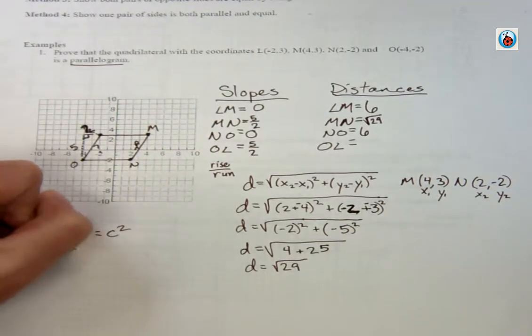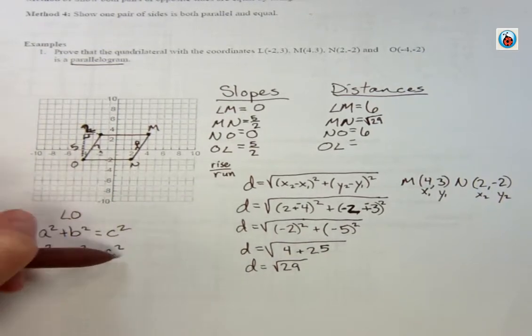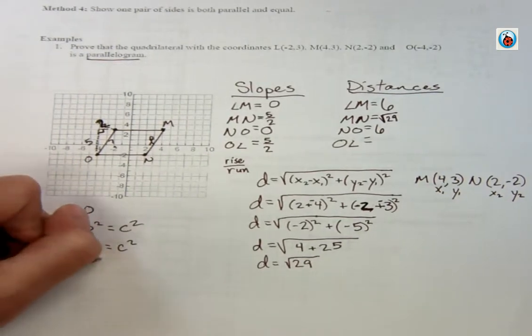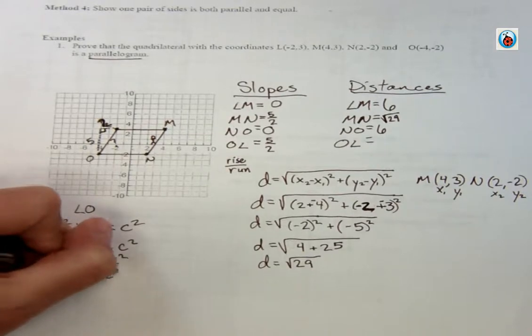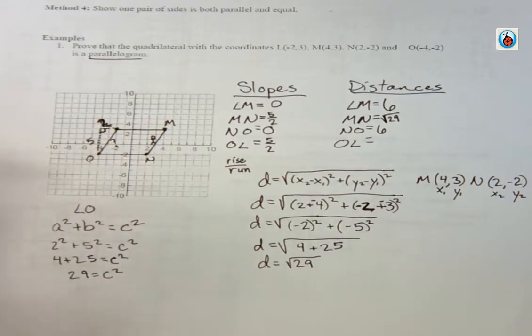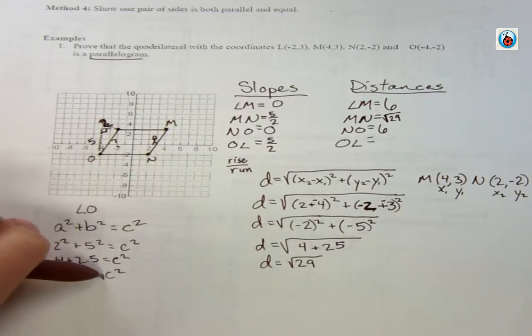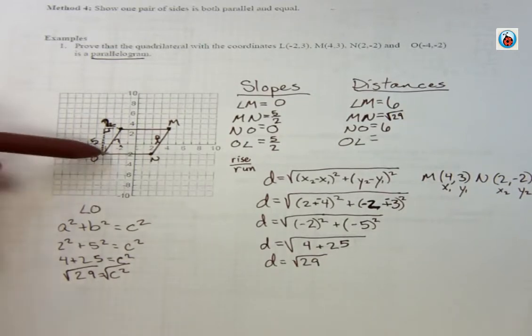2 squared plus 5 squared equals c squared. Remember, this is our hypotenuse. This is what we're looking for, so we leave that as a variable. 4 plus 25 equals c squared. 29 equals c squared. Anytime you are solving for a squared number, you have to do the opposite of that, which is to take a square root.